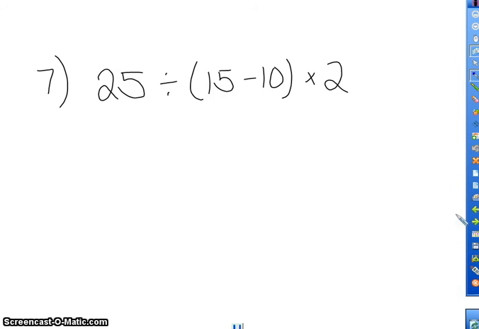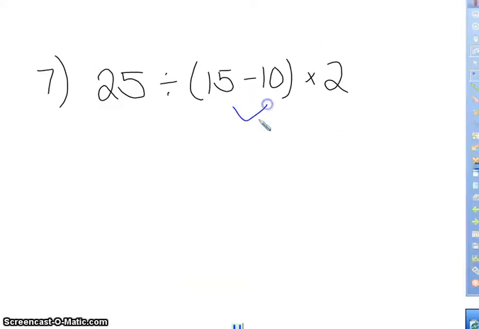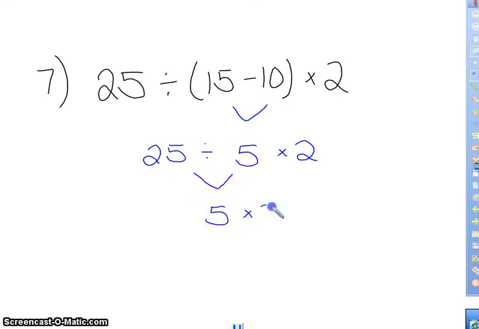Same type of thing, but this time I'm going to start with my parentheses. Remember, parentheses is what we said would be first. So 15 minus 10 is 5. Bring down the rest of my problem. 25 divided by 5 times 2. Division is going to come first this time because I'm going from left to right when I have division and multiplication. 25 divided by 5 is 5. 5 times 2 would then be 10. And there's my solution for that one.